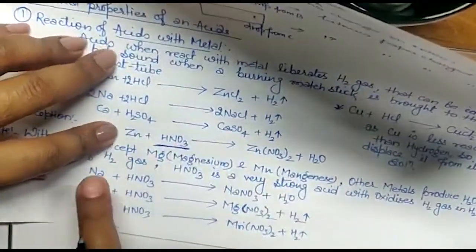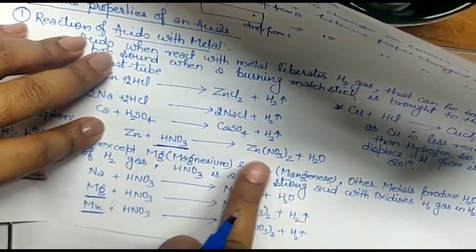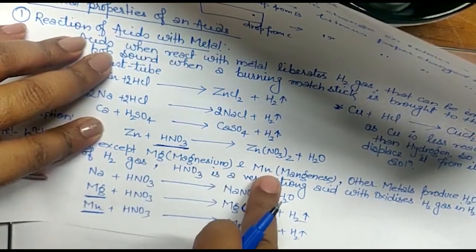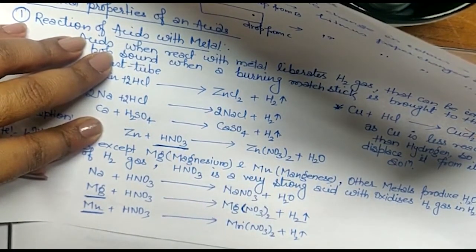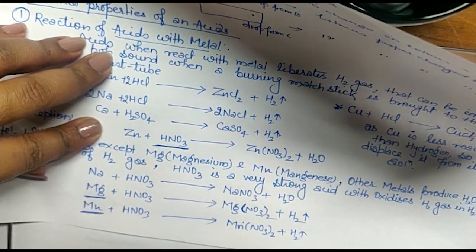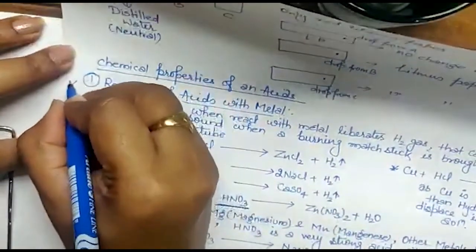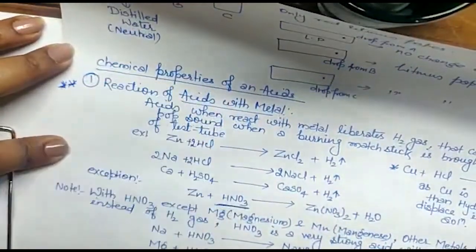Except magnesium and manganese, all other metals with nitric acid give H2O instead of H2. Got it? So this is a very important point. You have to understand it properly.